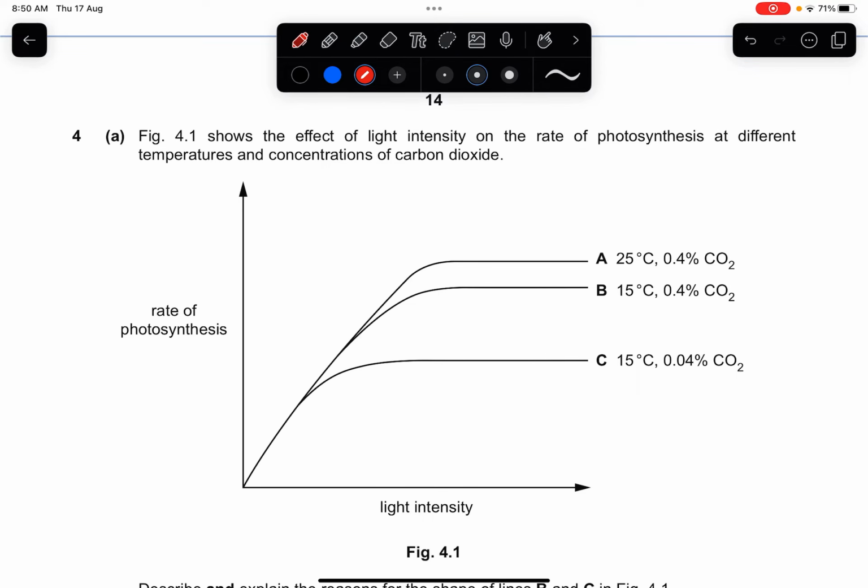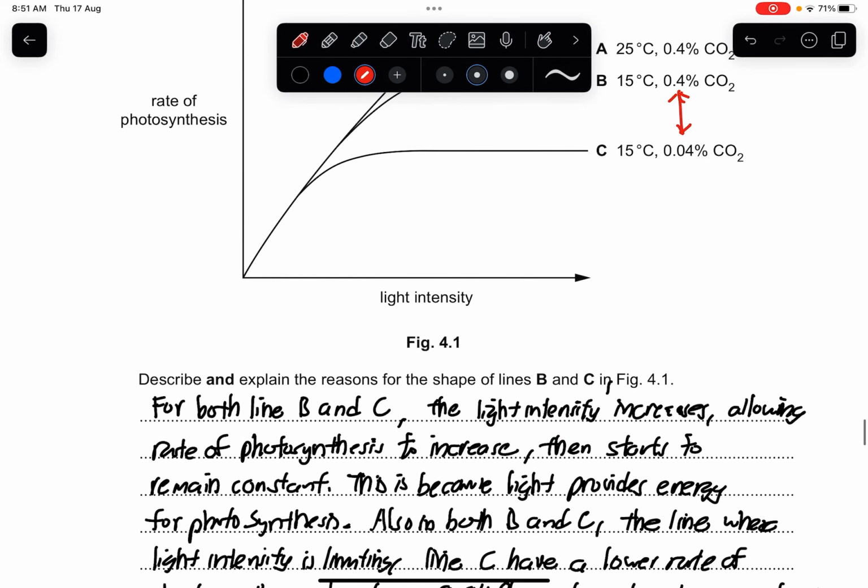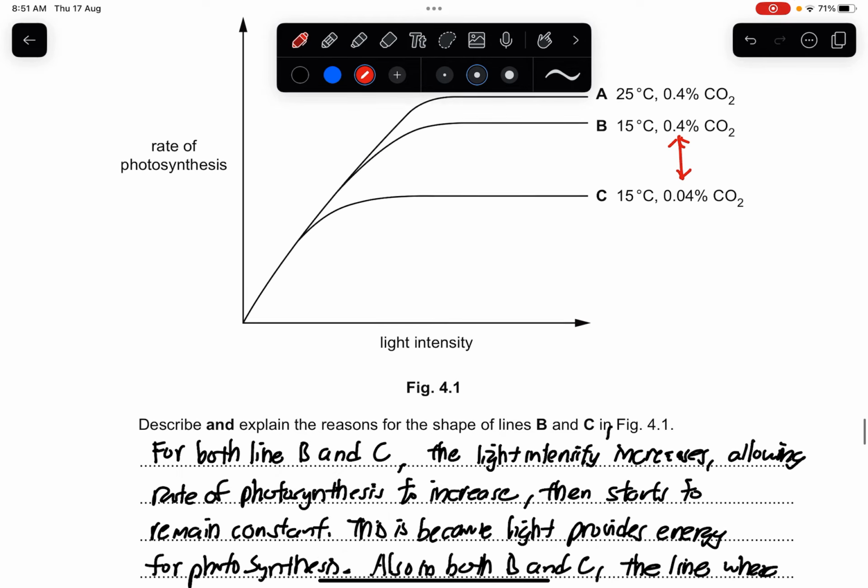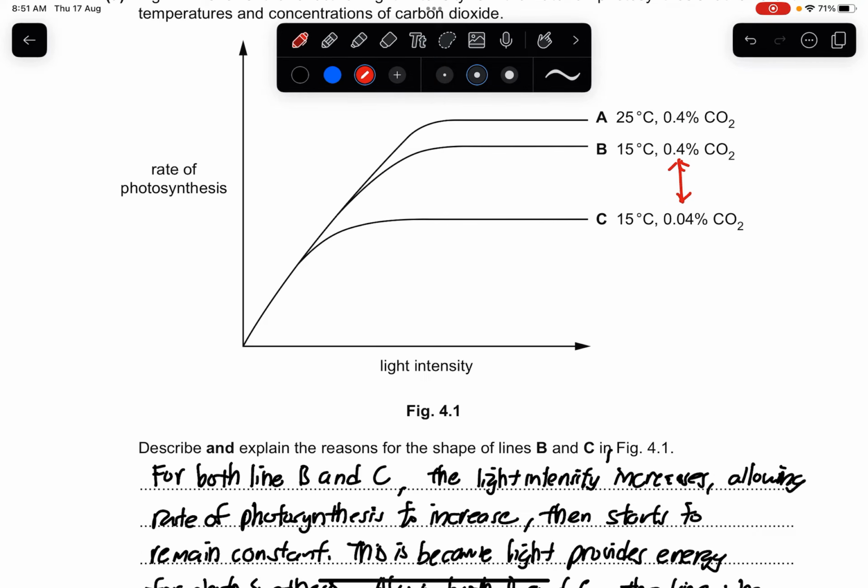Figure 4.1 shows the effect of light intensity on the rate of photosynthesis at different temperatures and concentrations of carbon dioxide. You can see that there's a difference between the 0.4% and the 0.04% CO2 concentration, and there's a maintained temperature here. For this question, they ask you to describe and explain the reasons for the shape of lines B and C. You can see they both level off at the same point, but there is a significant difference. You must say why it happens like this.